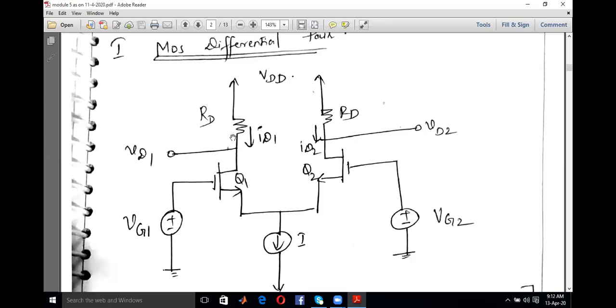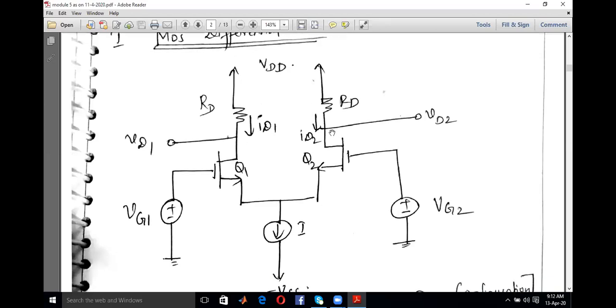Then at the drain of Q1, you have the drain resistance RD. At the drain of Q2, you have the drain resistance RD. Please note that these two resistances are the same. The values of the two resistances will be the same as each other, and the two drain terminals are connected to a common power supply VDD. So you have a common positive power supply VDD, and we are taking the output at the drains of the two transistors, that is VD1 and VD2. Okay, so we are taking two output terminals.